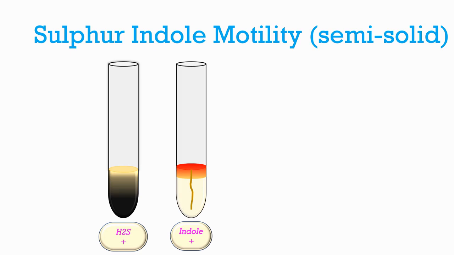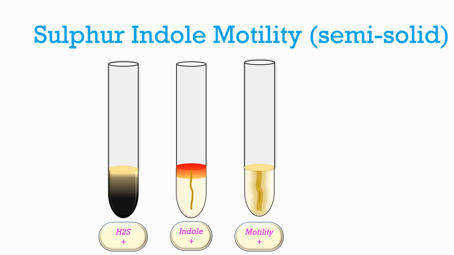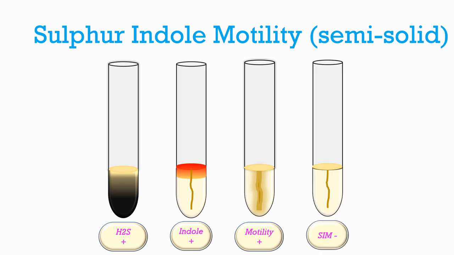M stands for motility. The motile bacteria move away from the stab line in the center of the medium and produce turbidity or cloudiness around the stab line, suggestive of motility. The growth of the non-motile bacteria is restricted along the stab line with a clear surrounding medium. Different bacteria show a combination of these three features, that is sulfur, indole and motility.